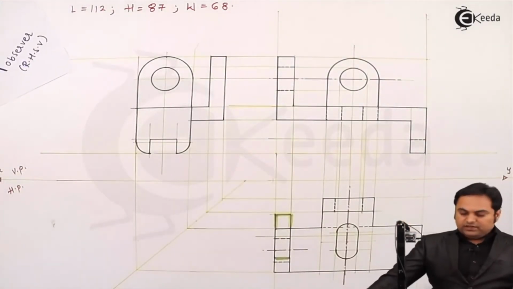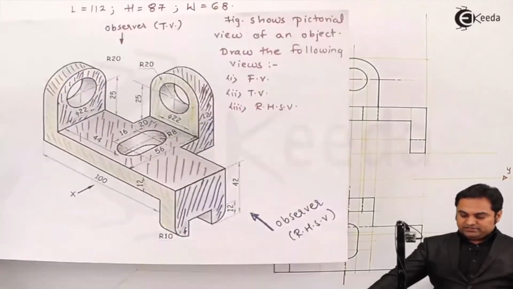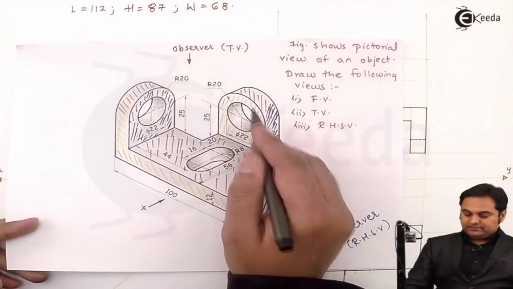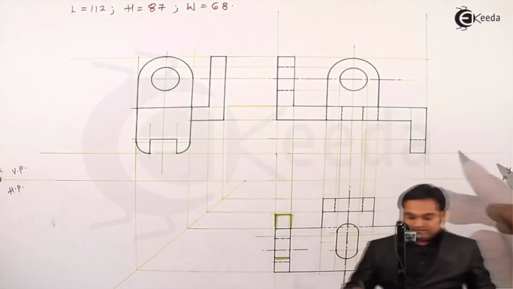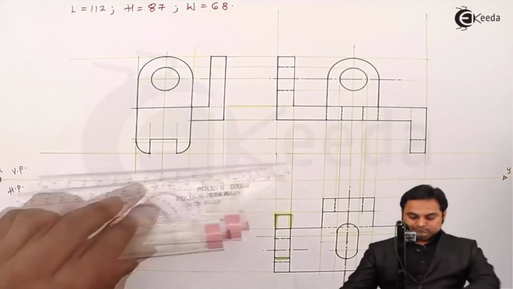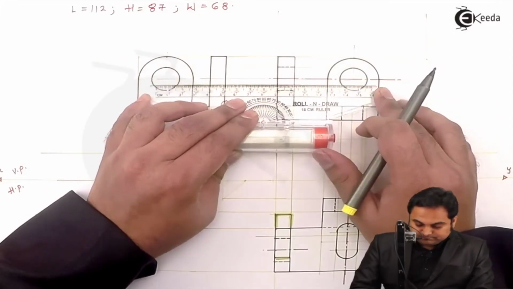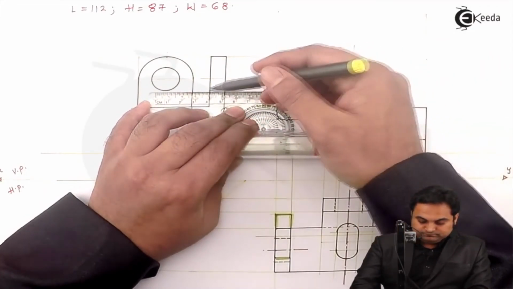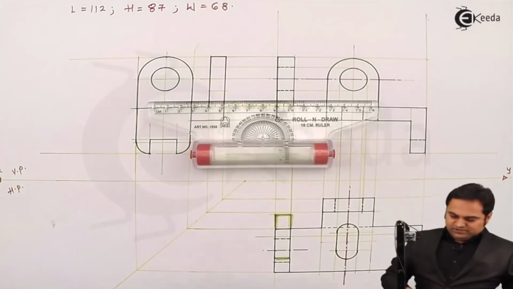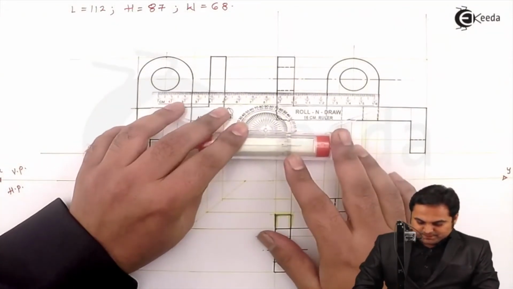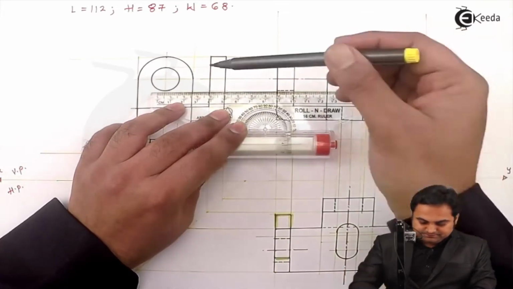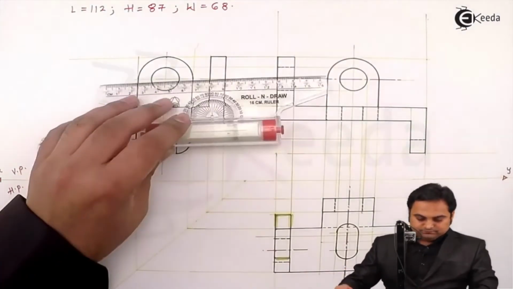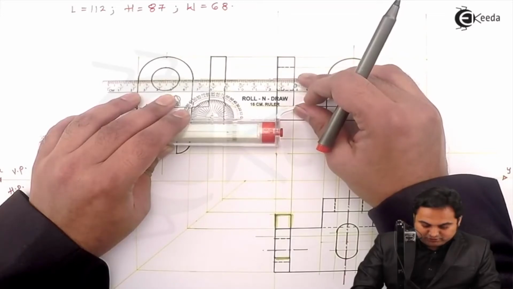Next, after completing this, there is even a hole inside the semicircular vertical plate, which is here, that needs to be projected directly from the front view. So here I am projecting these circles inside the vertical plate. Both have a common center line.